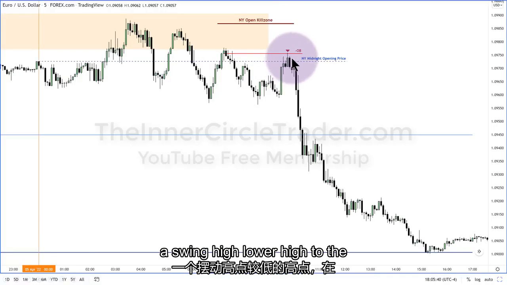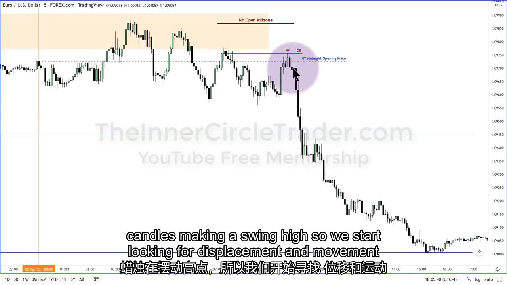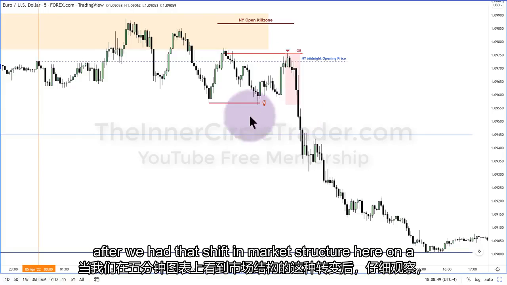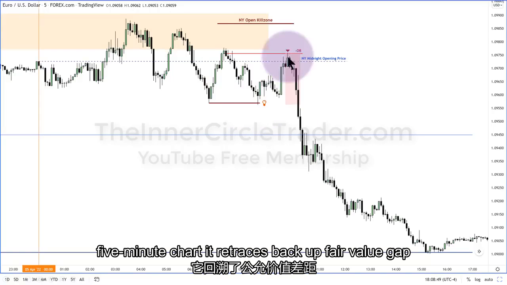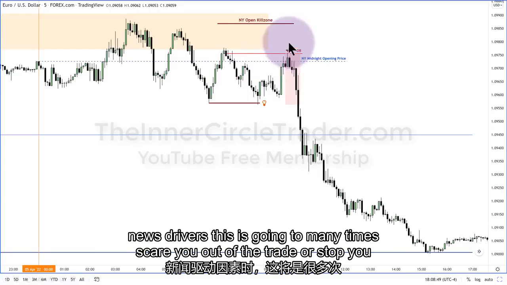We get a swing high, a lower high to the right of this candle, and a lower high to the left of it here. So we have 3 candles making a swing high. So we start looking for displacement and movement lower. But looking closer, after we had that shift in market structure here on a 5-minute chart, it retraces back up, fair value gap, bearish order block, and news. This is the wild card. When you have high impact news drivers, this is going to many times scare you out of the trade or stop you out.